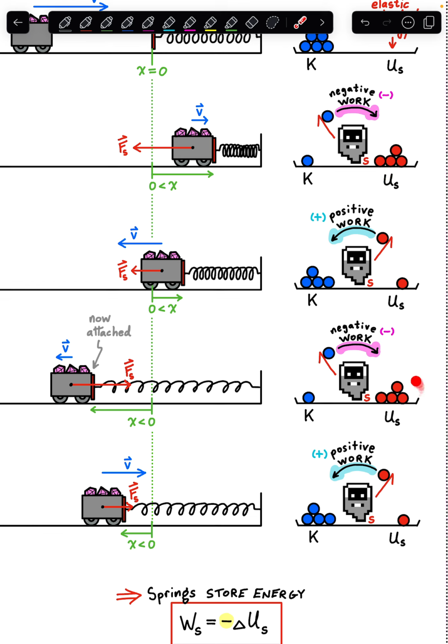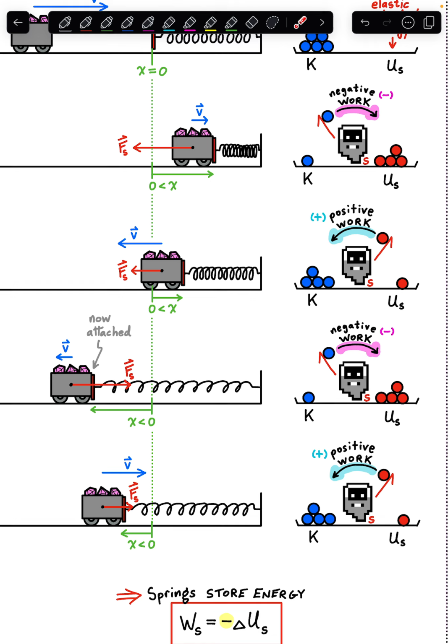It's also storing elastic potential energy now. There will come a moment when the cart comes to rest, when the spring is maximally stretched, and the spring will then pull the cart backwards to the right, reversing its direction of motion. So here's that moment as the cart is now traveling to the right once again, being pulled by the spring.